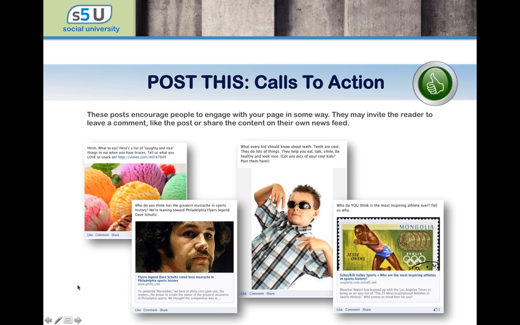But what changes that is when you do boosting. What changes that is when you have increased engagement on your page. So a question as simple as, what is your favorite ice cream, where you can get people to interact, or your favorite float in the parade, that will increase your engagement level and lead Facebook to show your content to more people. So make sure to include a call to action.